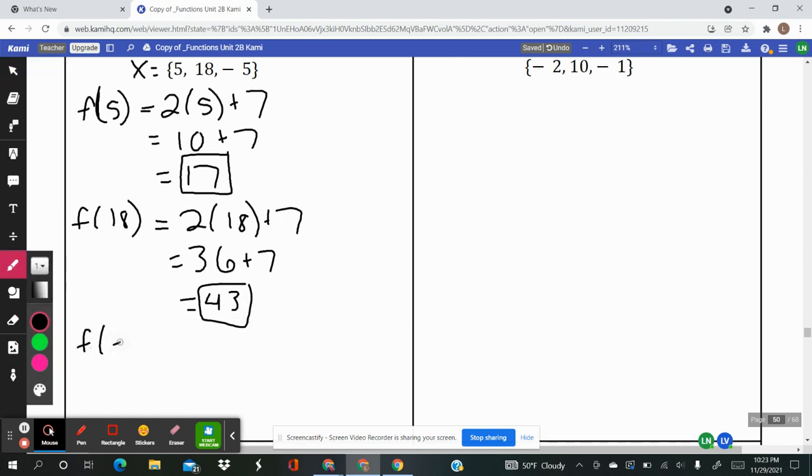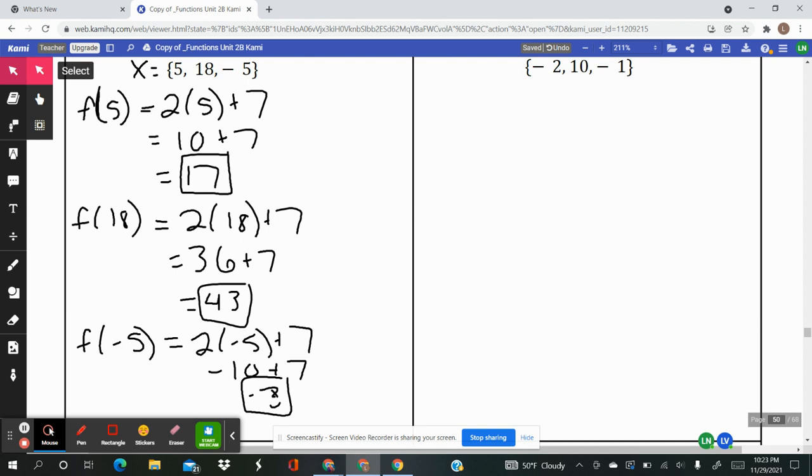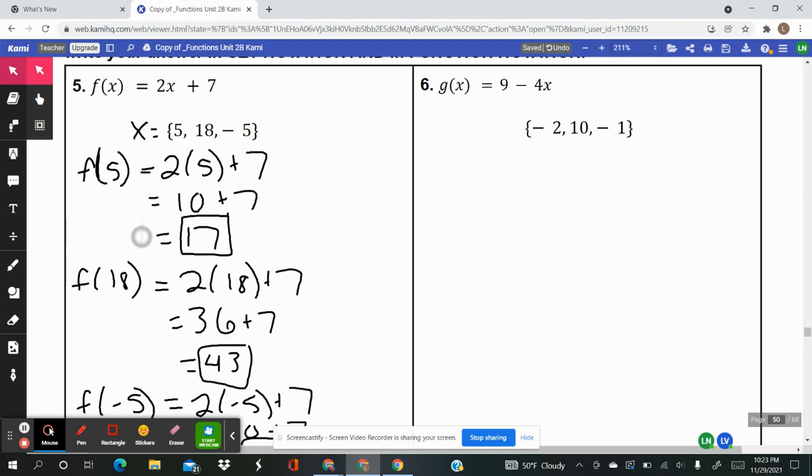Lastly, I have f of negative 5. So this becomes 2 times negative 5 plus 7. 2 times negative 5 is negative 10 plus 7, which becomes negative 3. So what I'm doing for these three problems is I'm taking my 3 x values, 5, 18, negative 5, and I'm plugging them into my f of x.